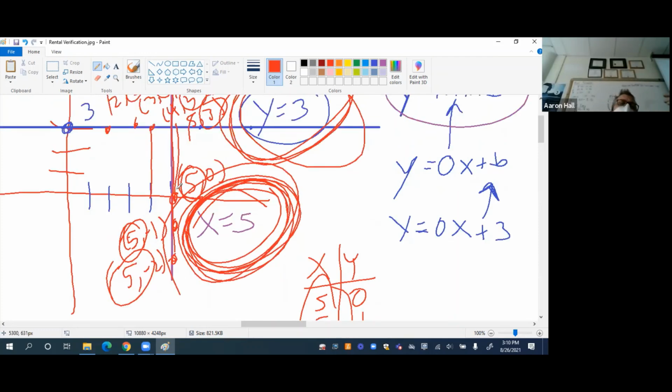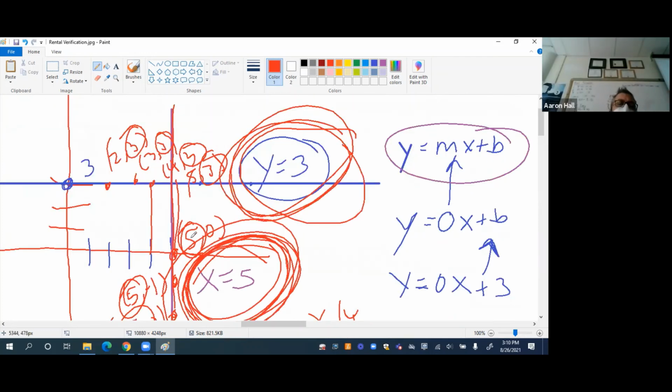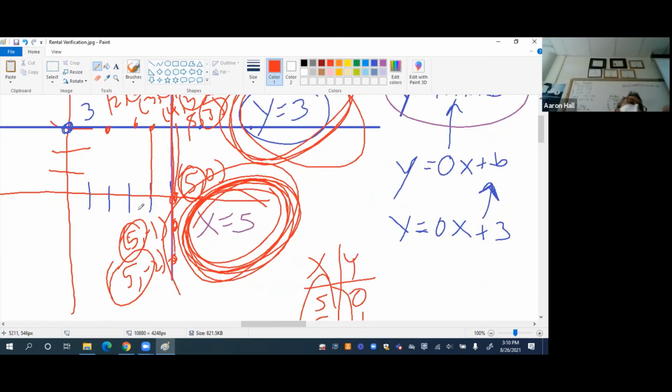I just don't want you to get mixed up with what a vertical line is versus a horizontal line. A vertical line, and here's the confusion. What is the horizontal axis? X. What is a horizontal equation? Y. Y equals 3 in this case, right? What is the vertical axis? Y. What is a vertical equation? X equals something, yeah. So I just don't want you to get confused because of that.